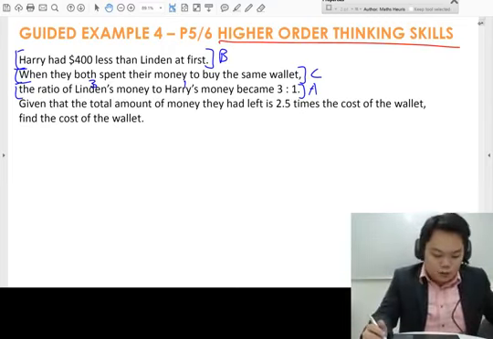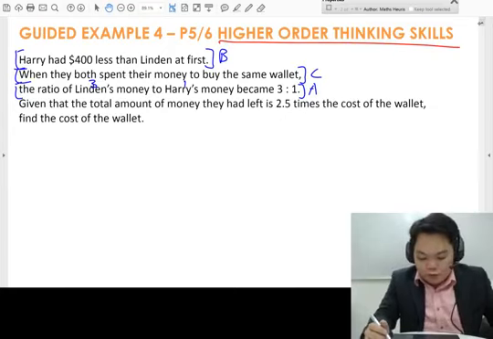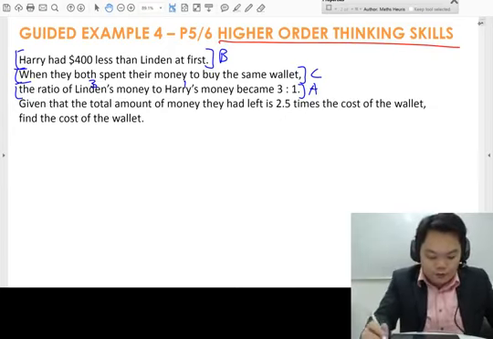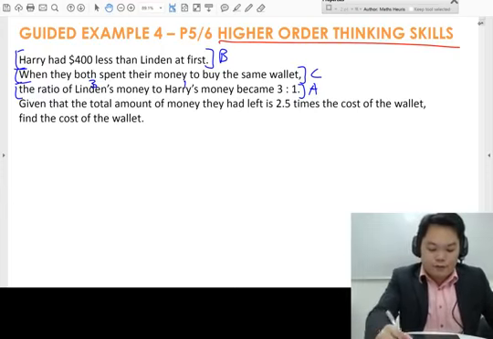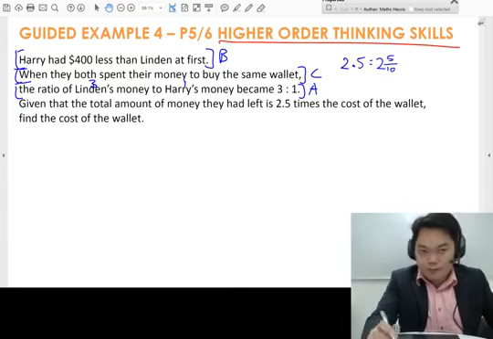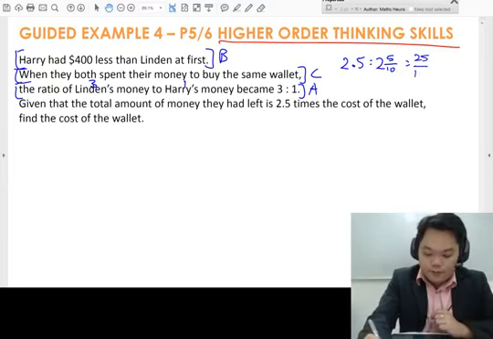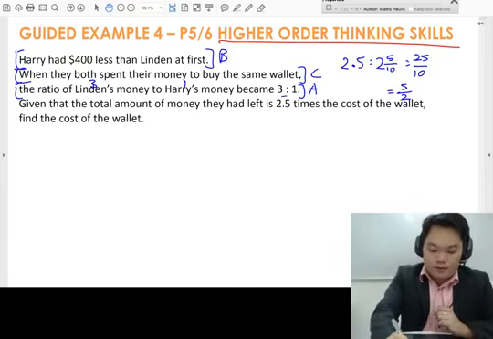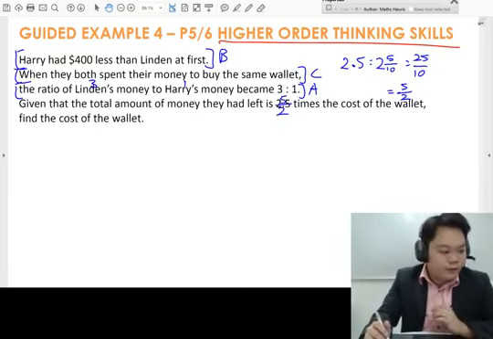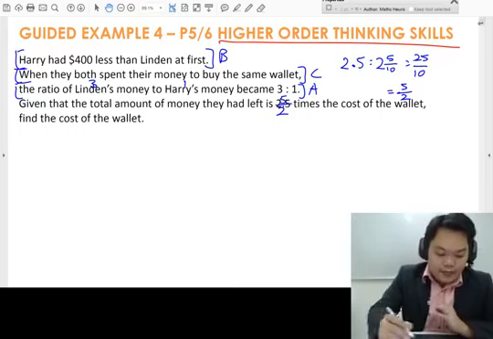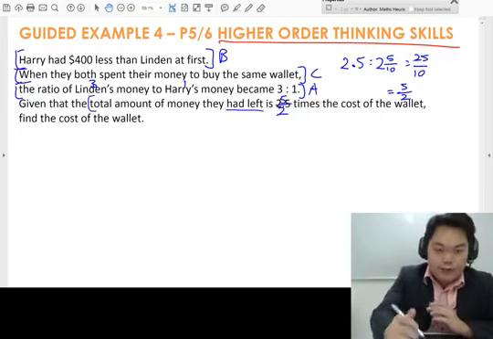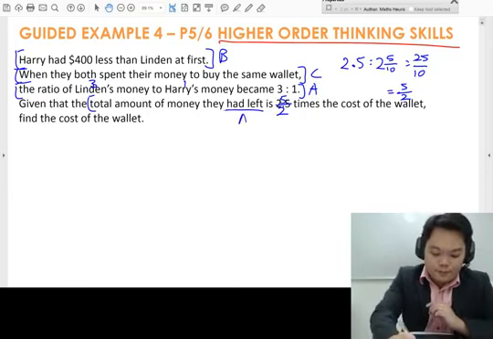Given that the total amount of money they had left is 2.5 times the cost of the wallet, find the cost of the wallet. So 2.5 is 2 wholes and 5 tenths. Then we change it to improper fraction. That will be 25 out of 10, and this simplifies down to 5 out of 2. I'll explain why I do this in a while. And this statement, the total amount of money they had left, is referring to the after. True?